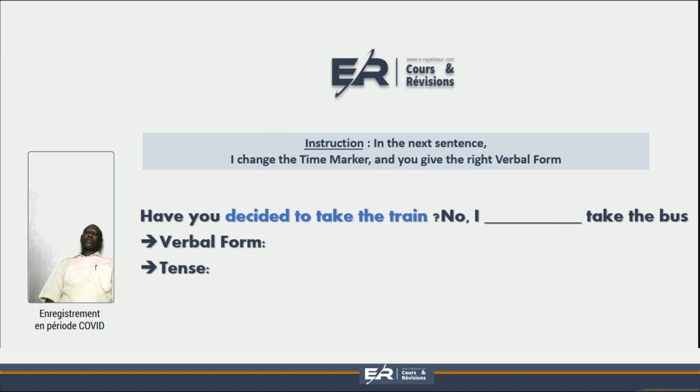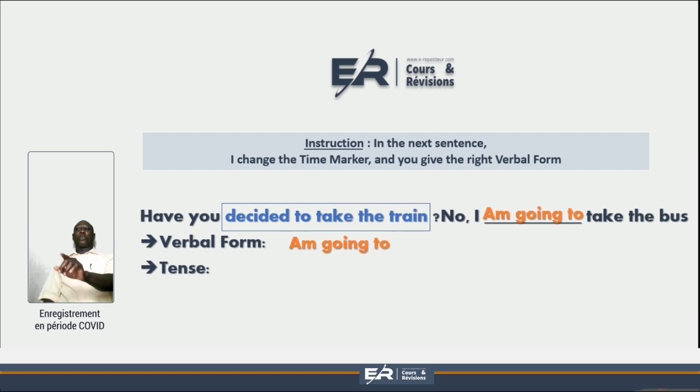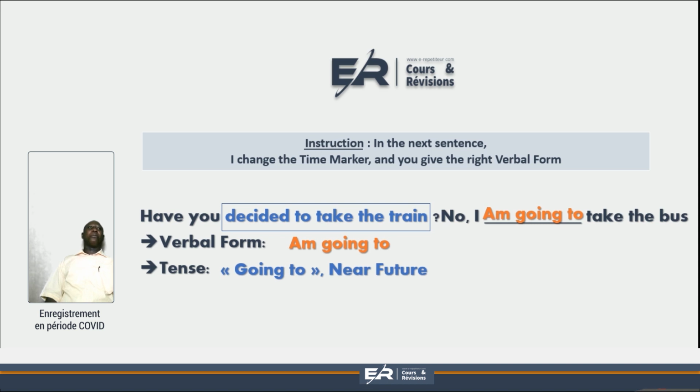Have you decided to take the train? No, I take the bus. Time marker: decided to take the train. C'est ça qui va nous indiquer. No, I am going to take the bus. I'm going to. Which tense is it? Going to future. Near future. Une autre forme du futur, exprimée par going to.